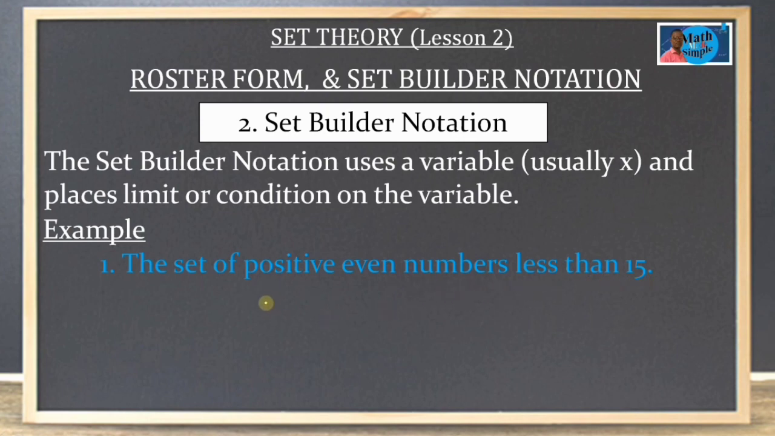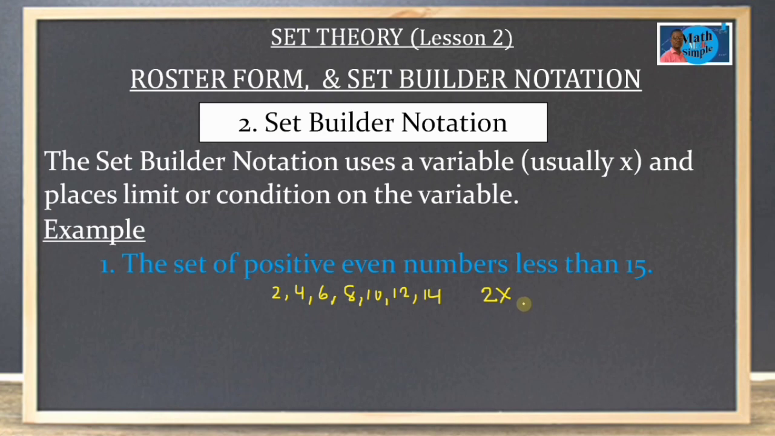One thing we need to understand is that even numbers are numbers divisible by 2. So we have 2, 4, 6, 8, 10, 12, and 14 as the members of this set. But now to write it using the set builder notation, we are not going to use x because the pattern here is that successive terms differ by 2. So instead of x, we use 2x.